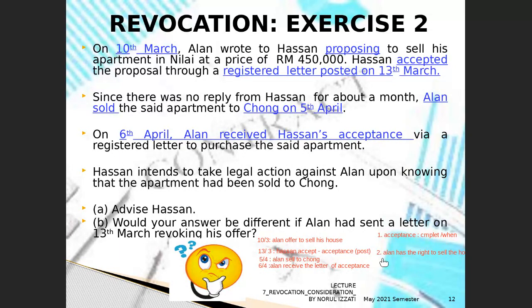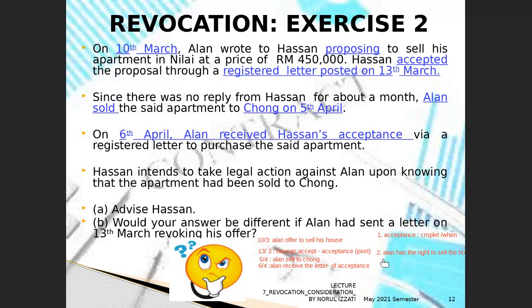So you can explain the revocation. If Alan sells the house to another person, that means he thinks that the acceptance has not been made, and then he thinks that he is able to revoke the offer. So in this case, Alan is not allowed to revoke the offer or to sell to someone else, because acceptance has already been made. So Alan does not have the right to sell to someone else.